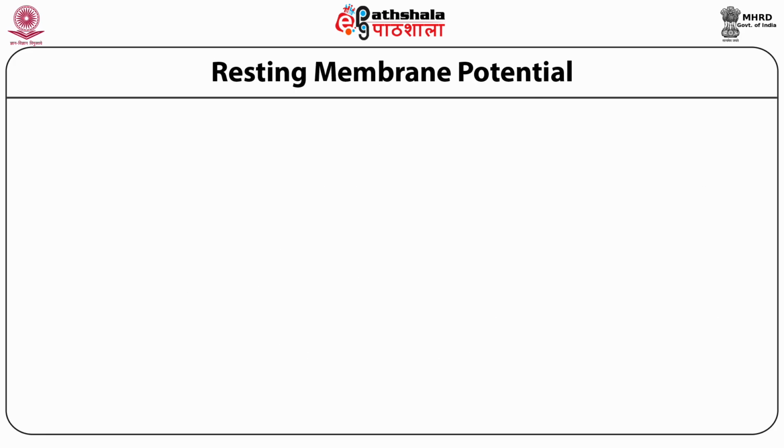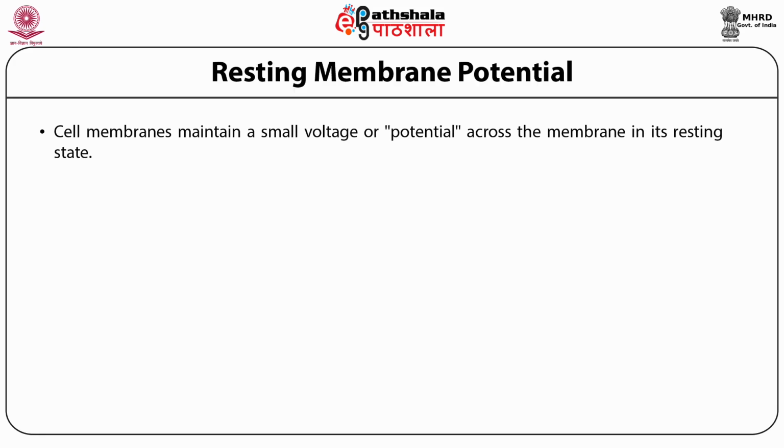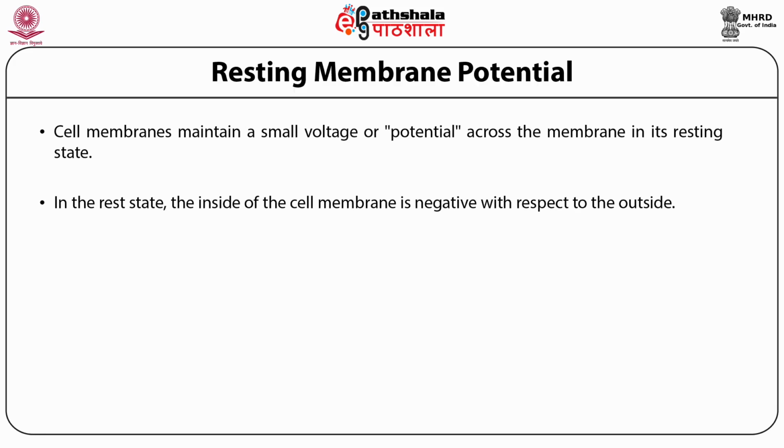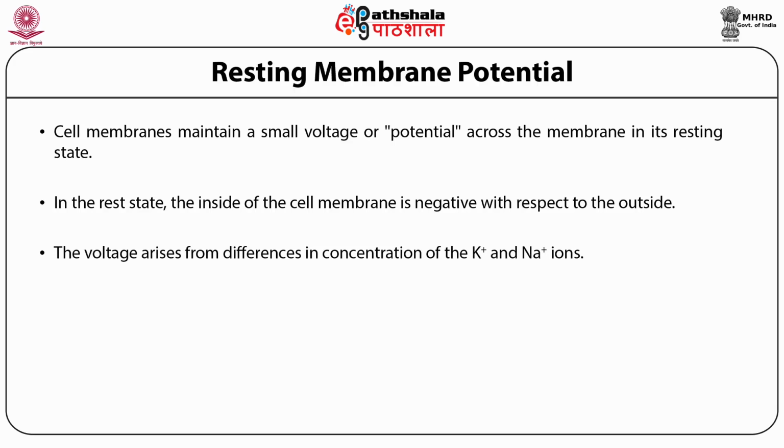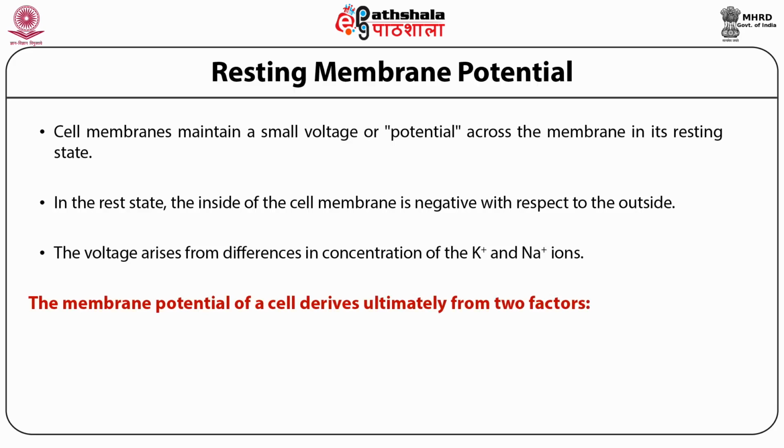Resting membrane potential. All cells have a resting membrane potential. The cell membranes maintain a small voltage or potential across the membrane in its resting state. In the resting state, the inside of the cell membrane is negative with respect to outside. This voltage arises from the differences in the concentration of sodium and potassium ions across the cell membrane. The membrane potential of a cell derives ultimately from two factors.